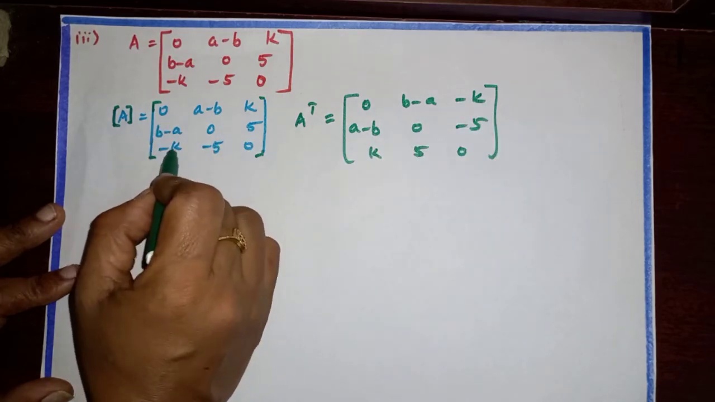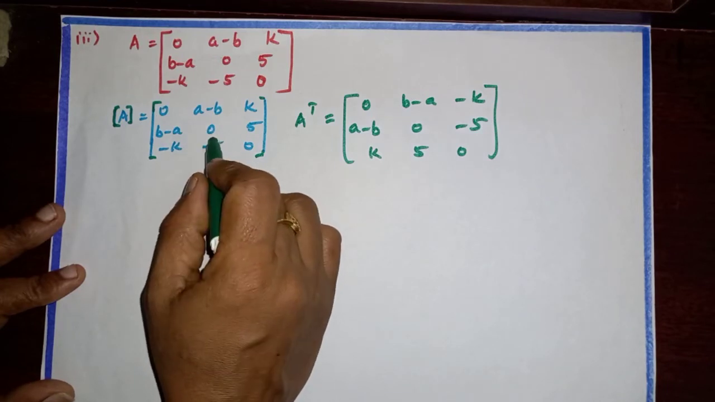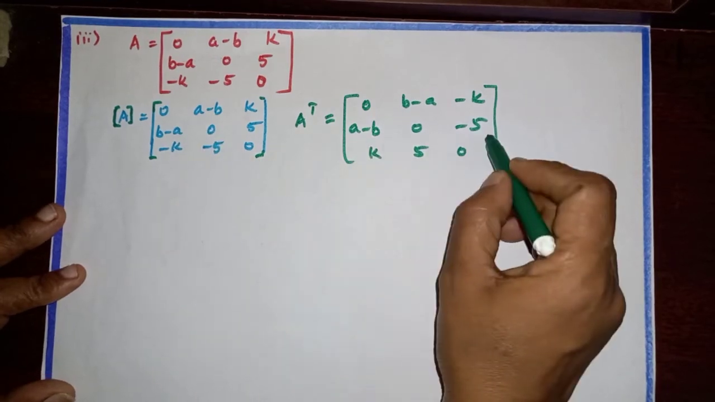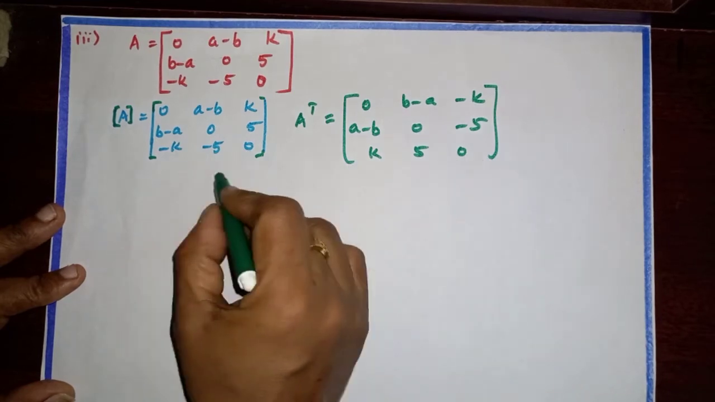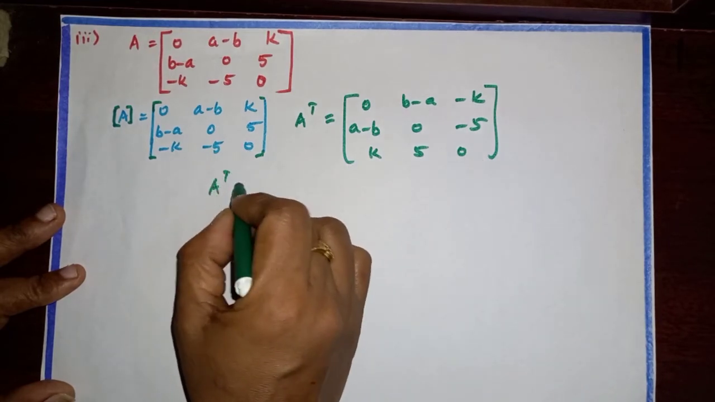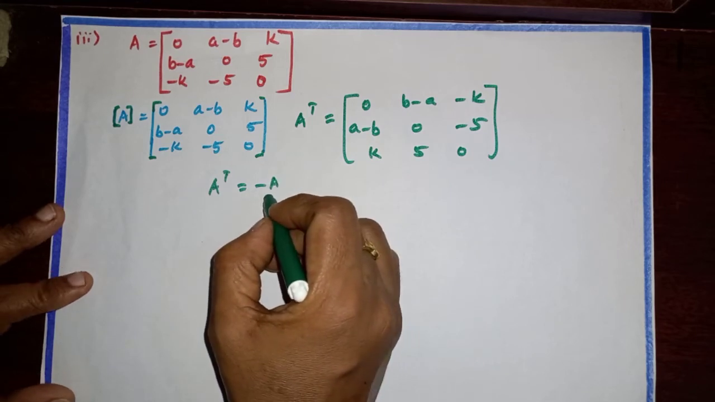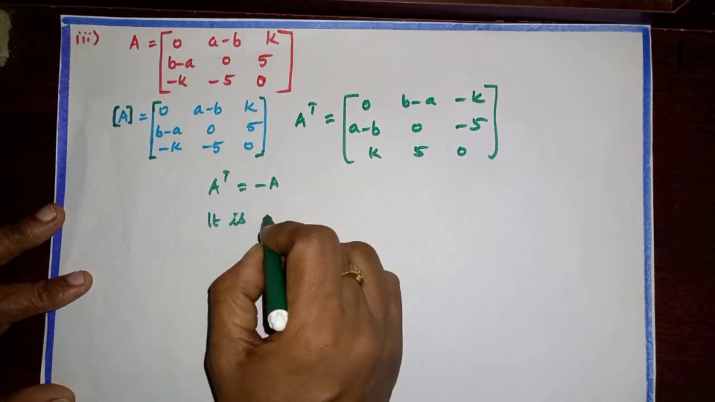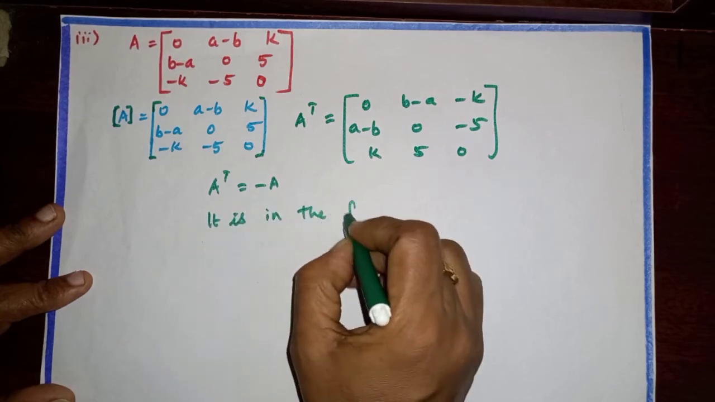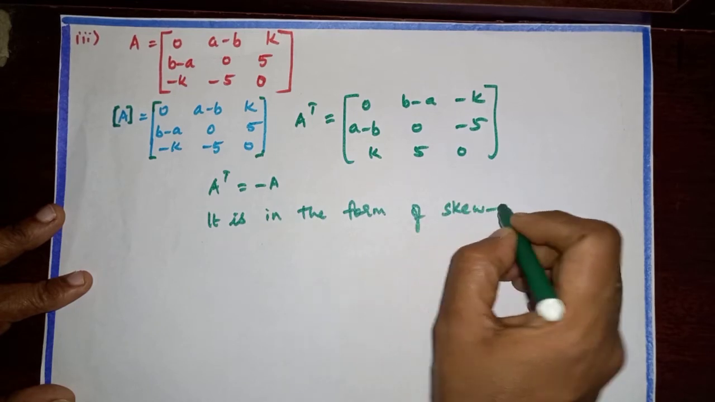So 0, B minus A, minus K is in the first row. Second column A minus B, 0, minus 5 is in the second row. K, 5, 0 is in the third row. Now you see A transpose equal to minus A. A transpose is equal to minus A, which shows it is in the form of a skew symmetric matrix.